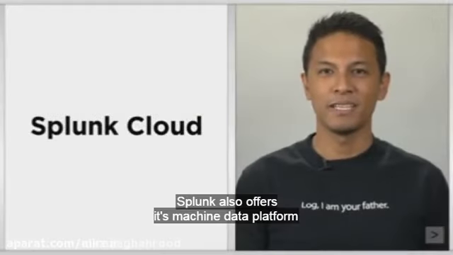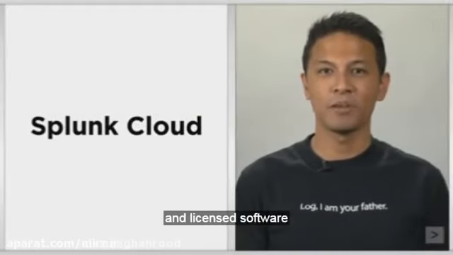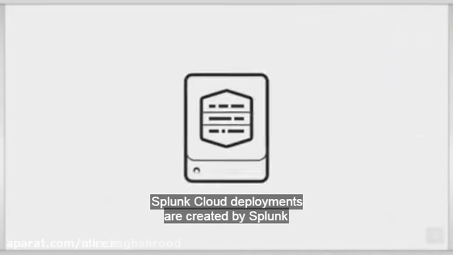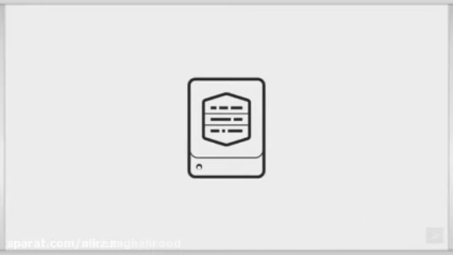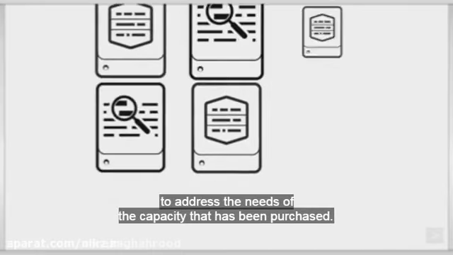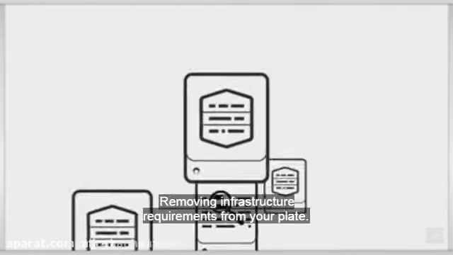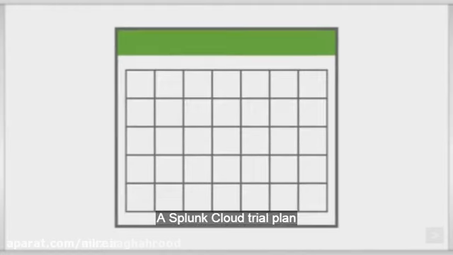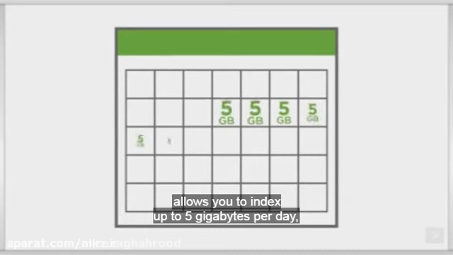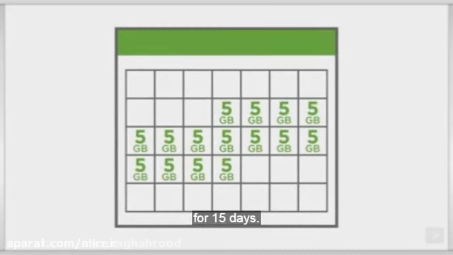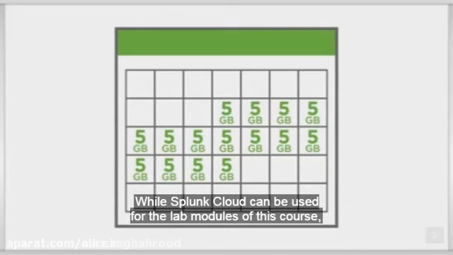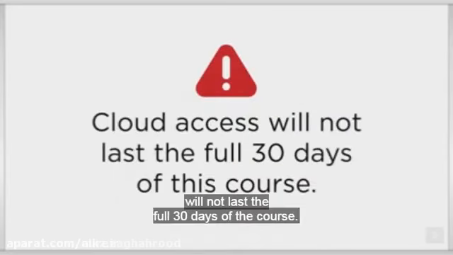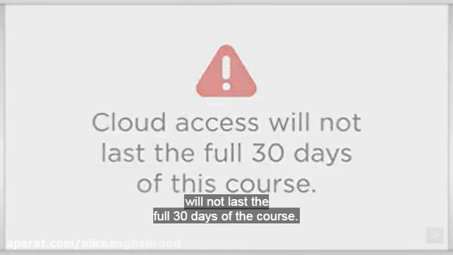Splunk also offers its machine data platform and licensed software as a subscription service called Splunk Cloud. Splunk Cloud deployments are created by Splunk to address the needs of the capacity that has been purchased, removing infrastructure requirements from your plate. A Splunk Cloud trial plan allows you to index up to 5 GB per day for 15 days. While Splunk Cloud can be used for the lab modules of this course, remember that your cloud access will not last the full 30 days of the course.